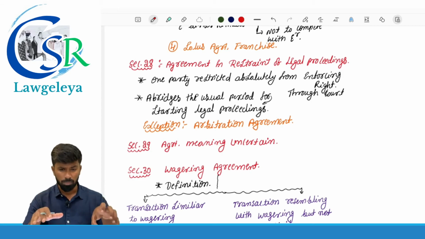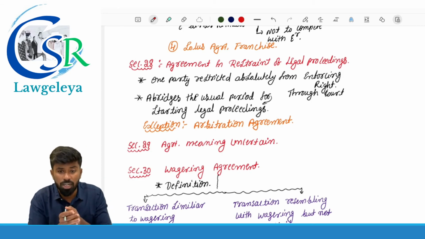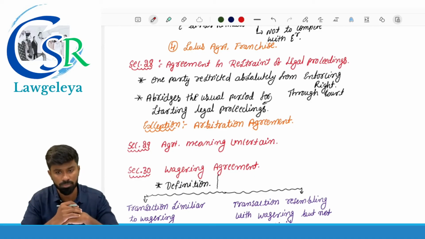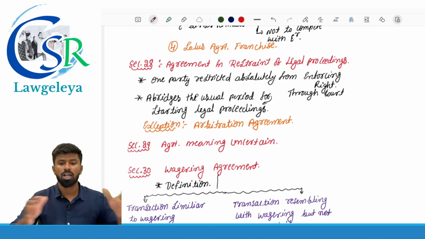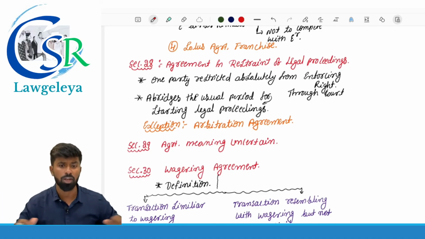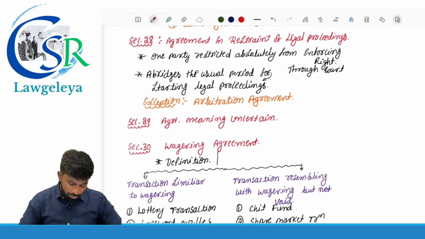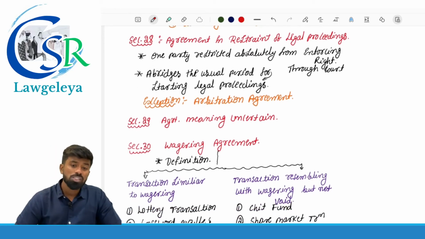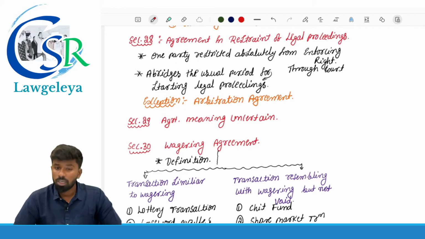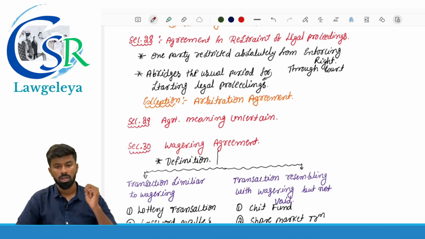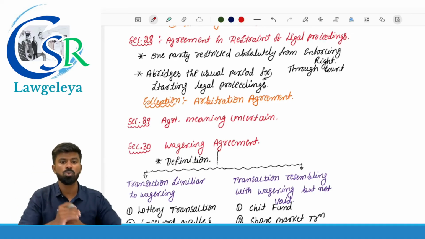So in an agreement where one party is restricted absolutely from enforcing his right in the court of law, is that agreement valid or what? Void, not enforceable by law. What if it abridges the usual period for starting the legal proceedings? As per the Limitation Act, what is the usual period? 3 years. Now, what if the parties by an agreement reduce it to 2 years? Is that agreement valid? No, the agreement is void.